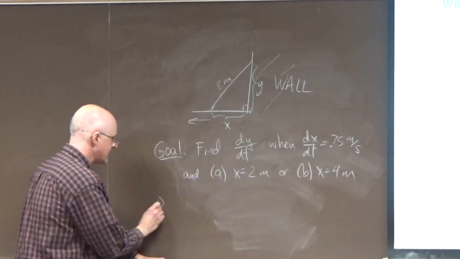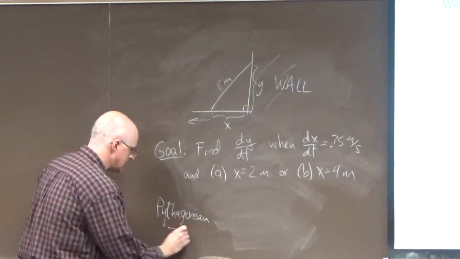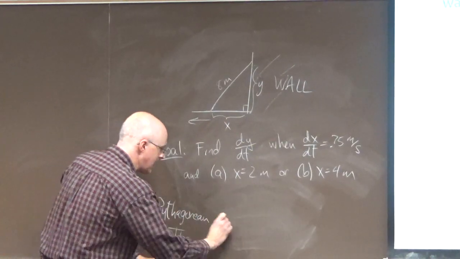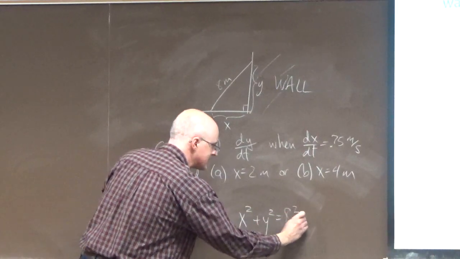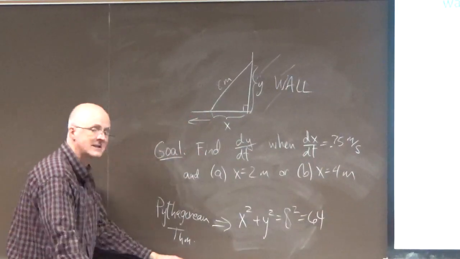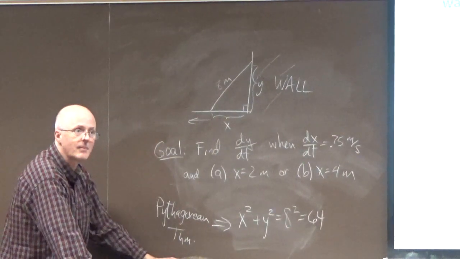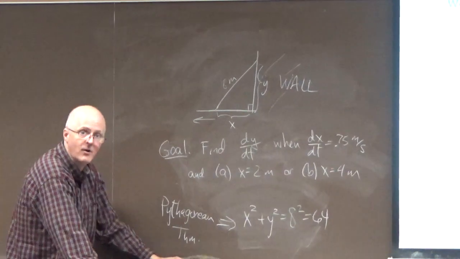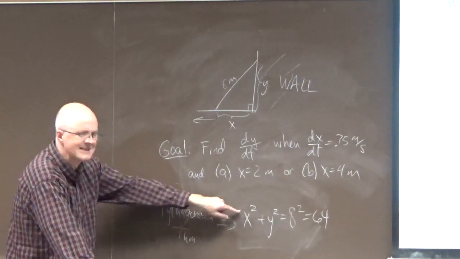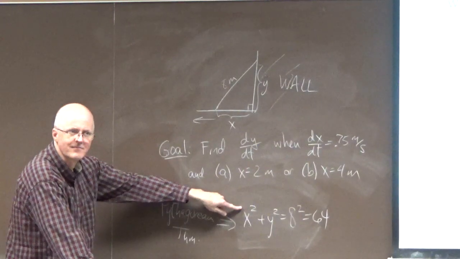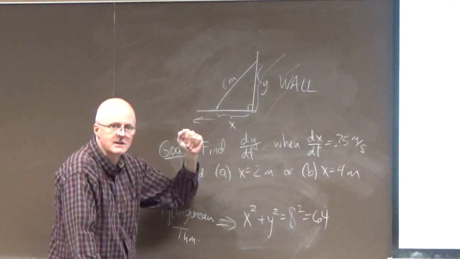The Pythagorean theorem implies that x squared plus y squared equals 8 squared, 64, no matter what x and y are in this situation. No matter what time we're at. Even though x and y are changing. In a sense, this is kind of a constraint. x and y are functions of time, but they must always satisfy this equation.